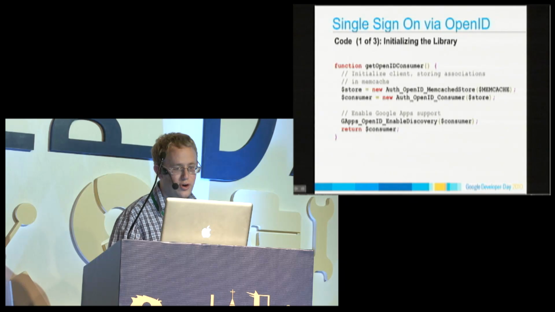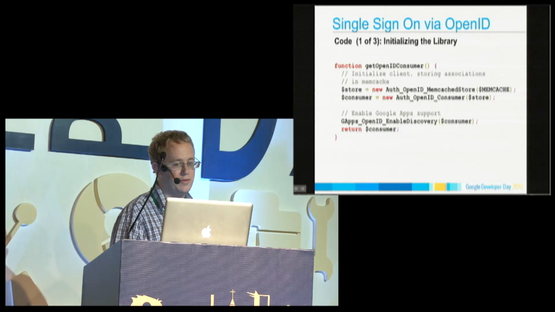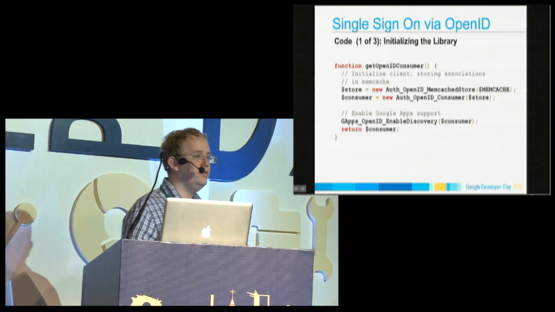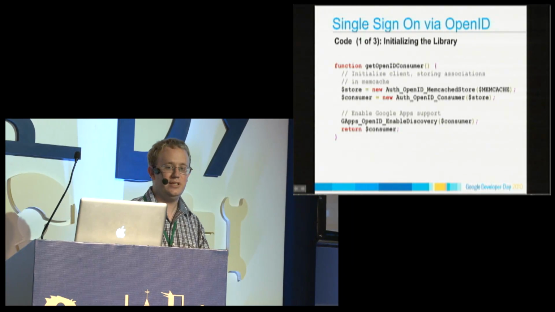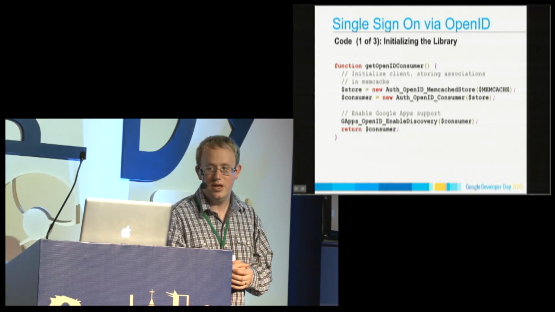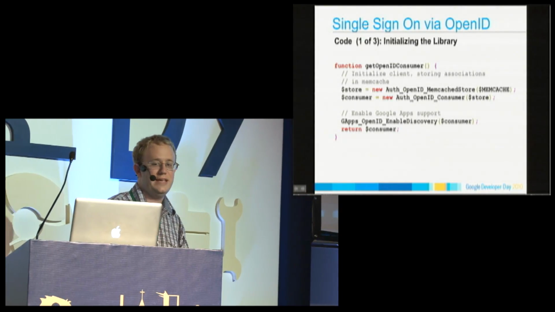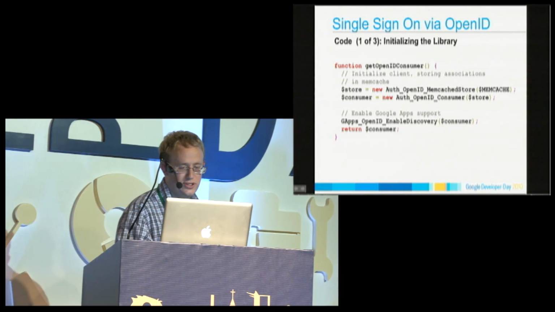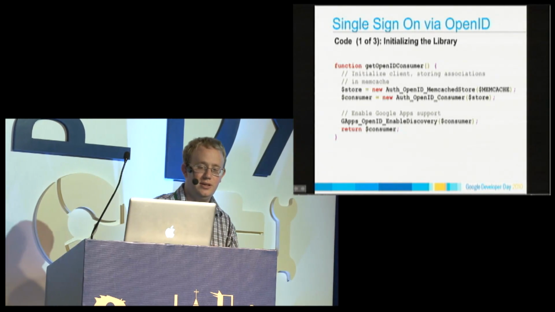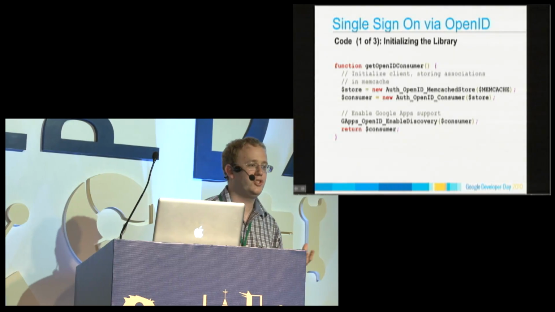So here's some code about how I'm doing the single sign-on via OpenID. In order to do the single sign-on via OpenID, I first need an OpenID consumer object, and it goes through here and creates that consumer object. You'll notice the first line uses memcached in order to create a store.